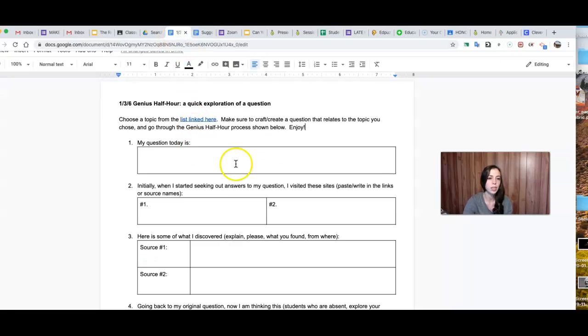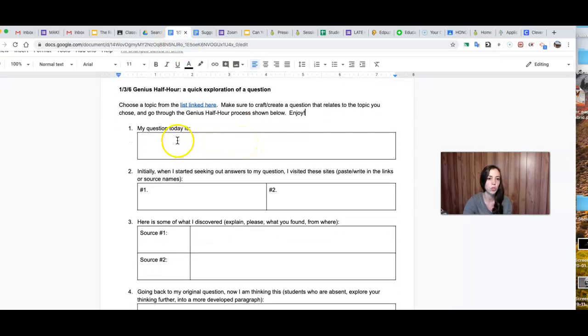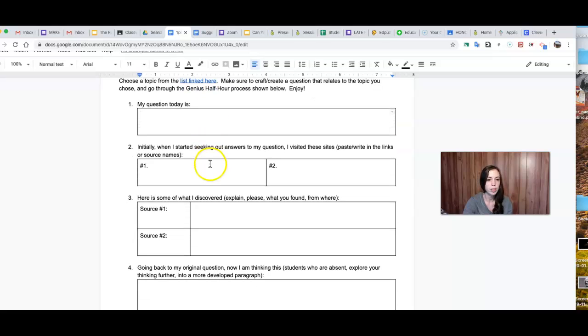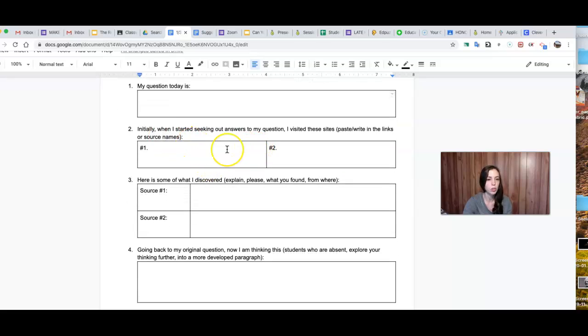So the actual assignment that you will work in is, once you've chosen your question, or once you've crafted your question based on the topic of interest, you type it in here, and then you follow the steps. Second thing, you go and you seek out some answers. You start visiting some websites, and then you link in these sites. One and two, I'm just asking for two different sites.